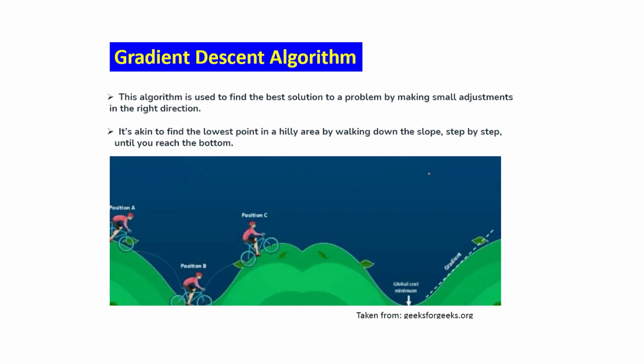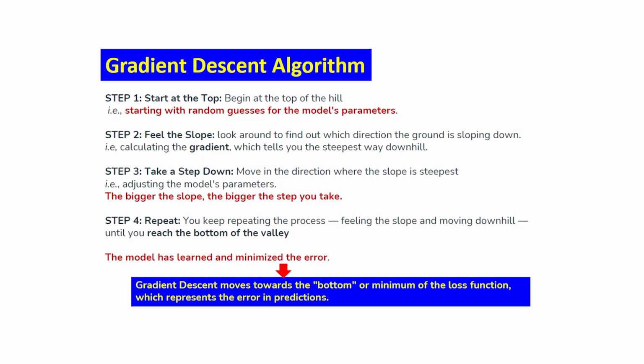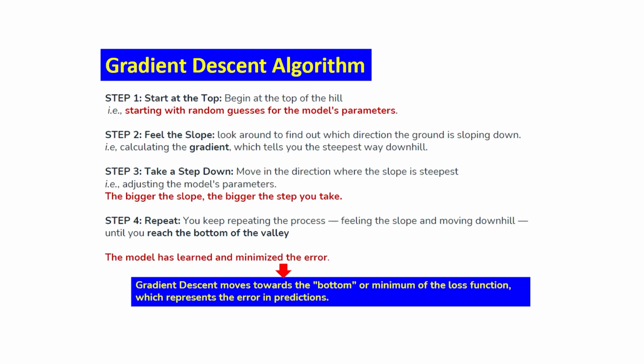What does it mean? It means finding the lowest point of a hill area by walking down the slope step by step until you reach the destination. Okay? So that means you have to find out the slope, and the slope, or gradient, is what is important, right. So what do you do? First you go to the top of the hill. That means you start with some random guess for the model parameters. You may have some idea about the model, but if you don't, you can start with a random guess.